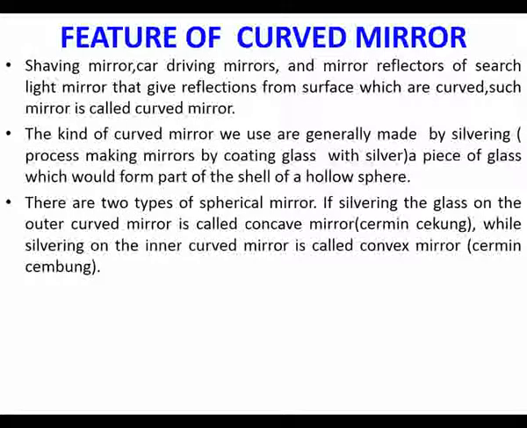There are two types of spherical mirror. Silvering the glass on the outer curved mirror is called concave mirror, cermin cekung, while silvering on the inner curved mirror is called convex mirror, cermin cembung.